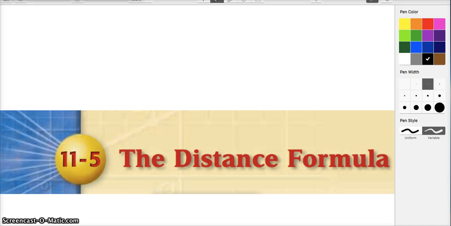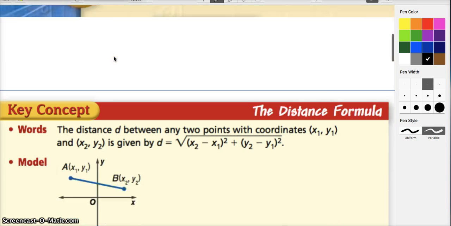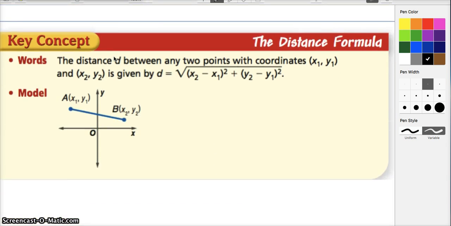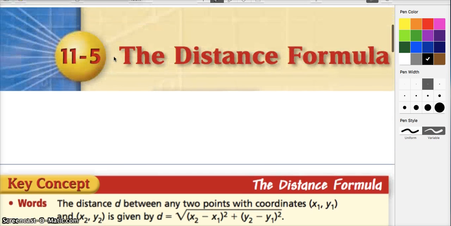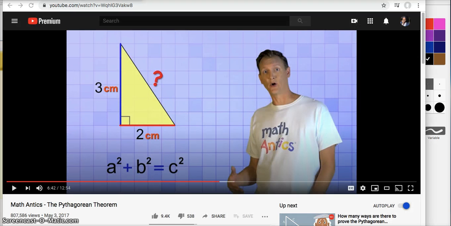Hey, Algebra 1, here we are in section 11.5, and we're going to be talking about the distance formula today. The cool thing about the distance formula is that it is totally connected to what we learned, the Pythagorean theorem. If you remember, last time we talked about the Pythagorean theorem, and that was a squared plus b squared equals c squared.